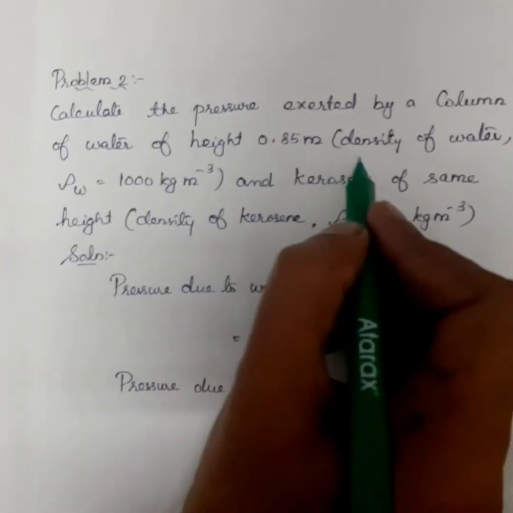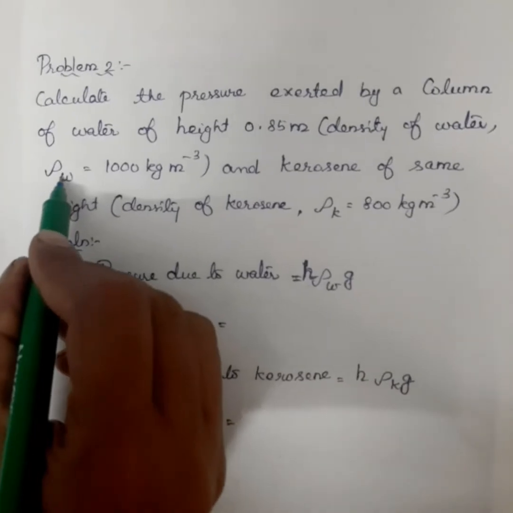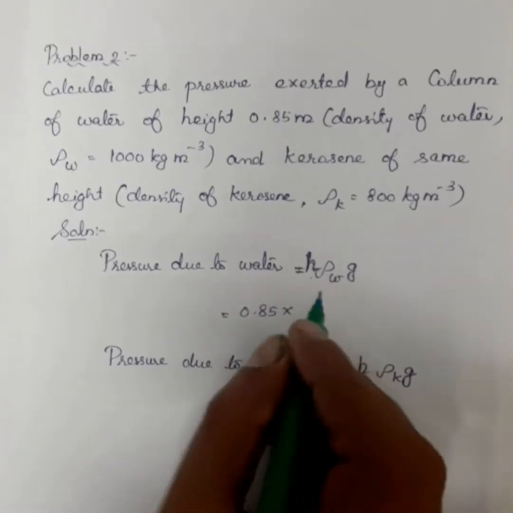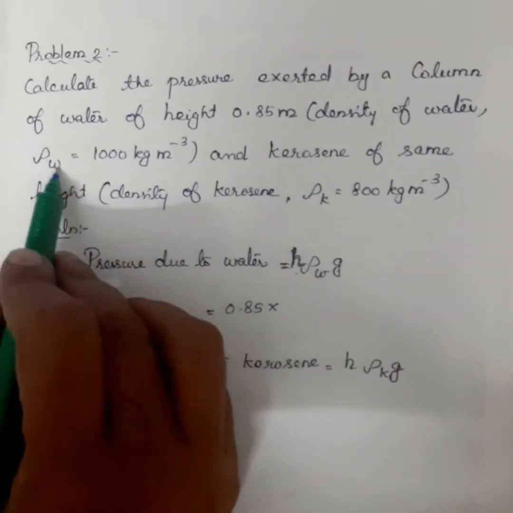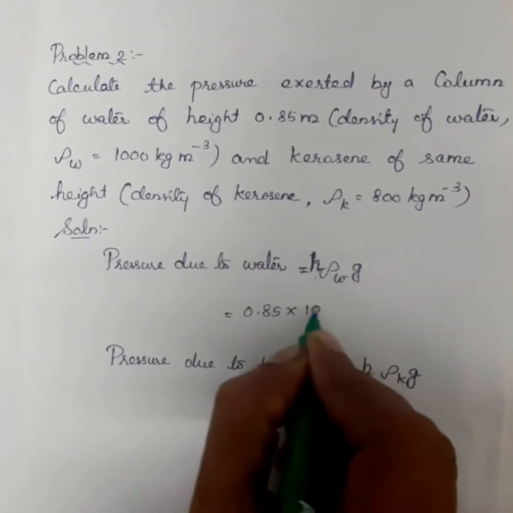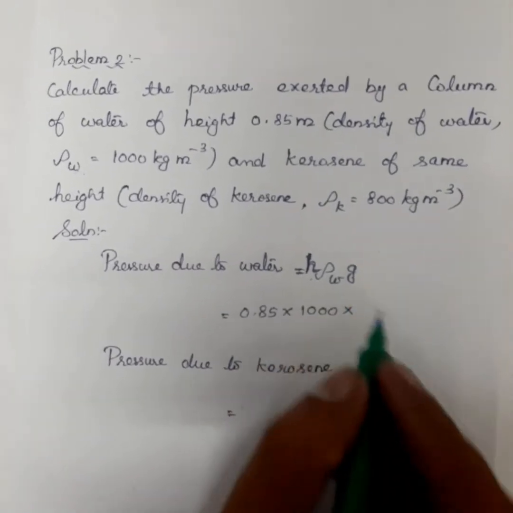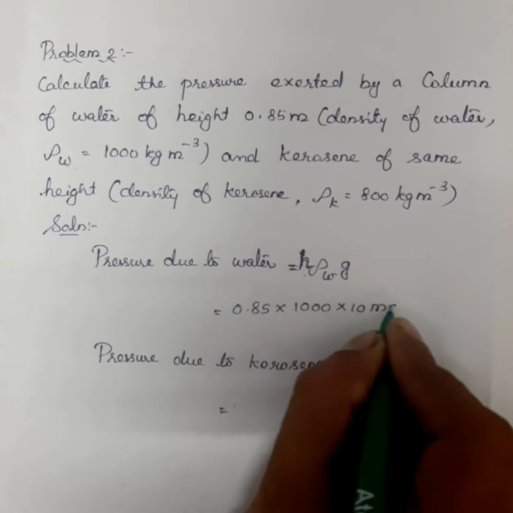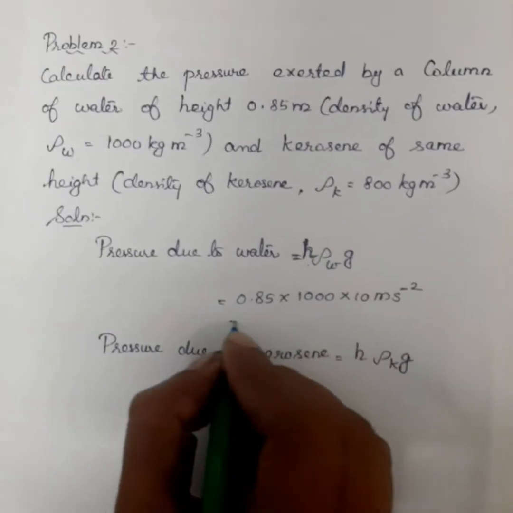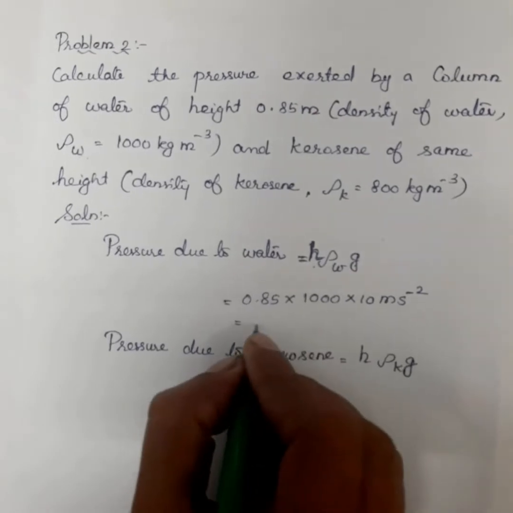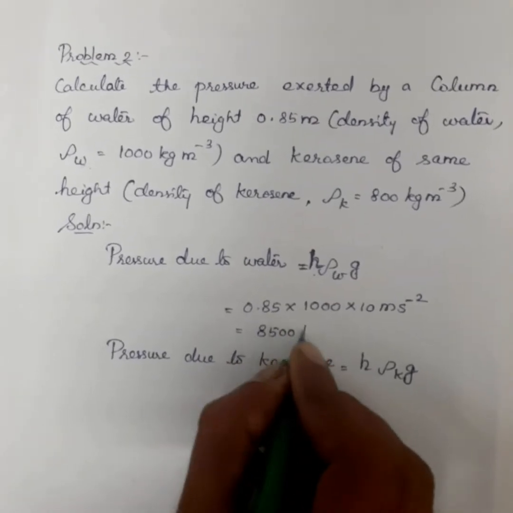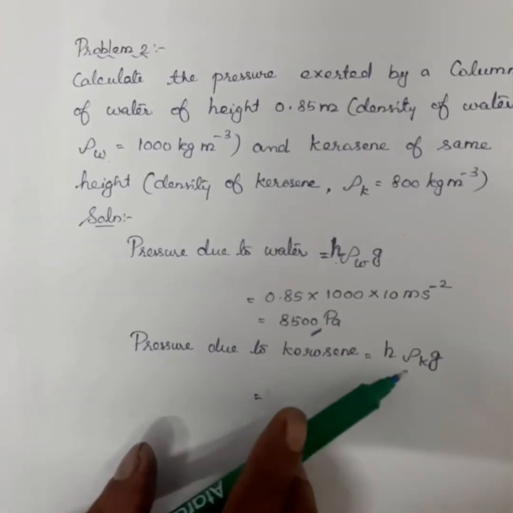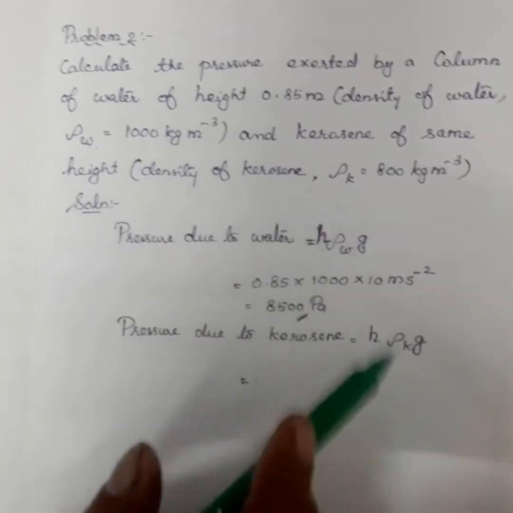Now here listen, density of water rho W. Height is equal to 0.85, multiply rho W, density of water equal to 1000, multiply G, gravitational acceleration. So G is equal to 10 meter second power minus 2. Now you multiply all the values, we get the answer: 8500 Pascal.